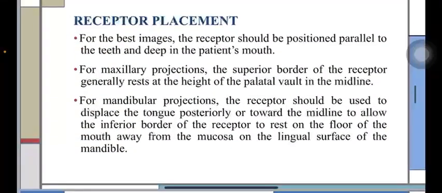Receptor placement. For the best image, the receptor should be positioned parallel to the teeth and deep in the patient's mouth. The maxillary projection and superior border of the receptor generally rest at the height of the palatal wall in the middle. For mandibular projections, the receptor should be used to displace the tongue posteriorly or towards the midline to allow the inferior border of the receptor to rest on the floor of the mouth away from the mucosa on the lingual surface of the mandible.